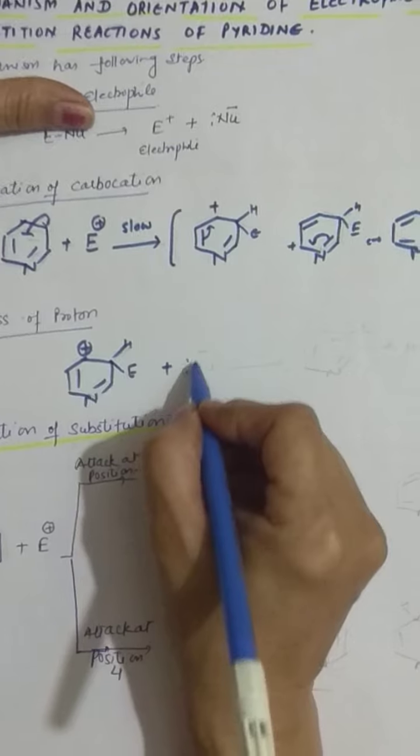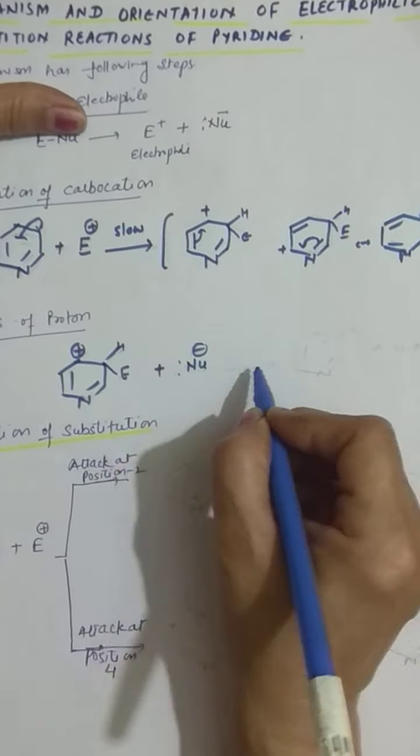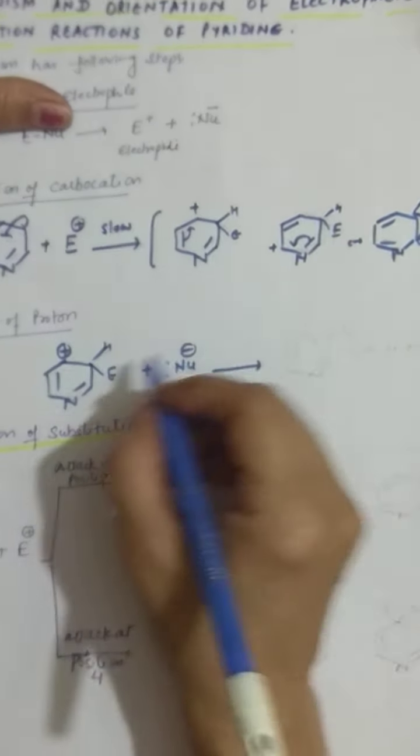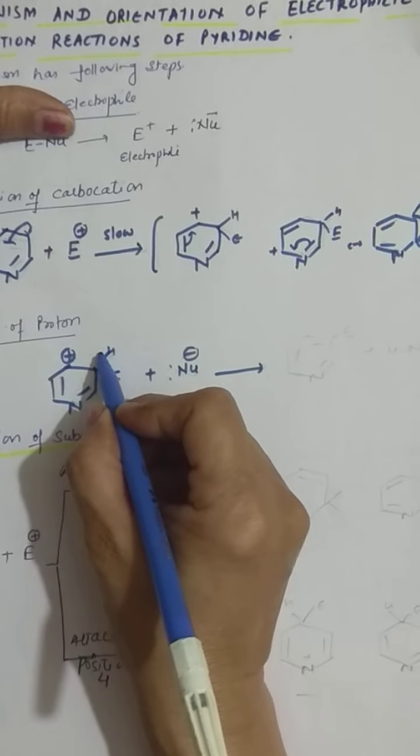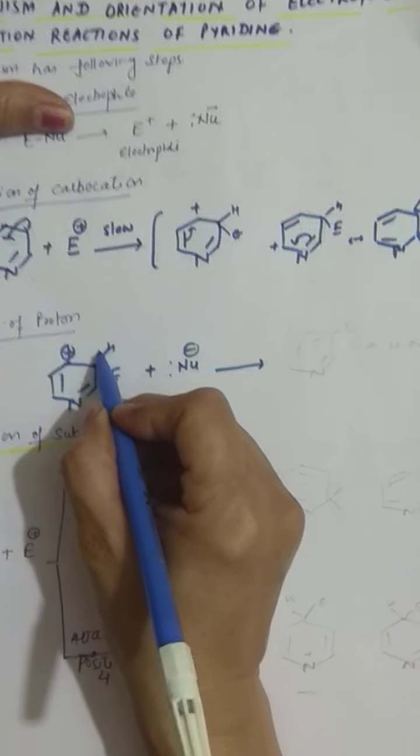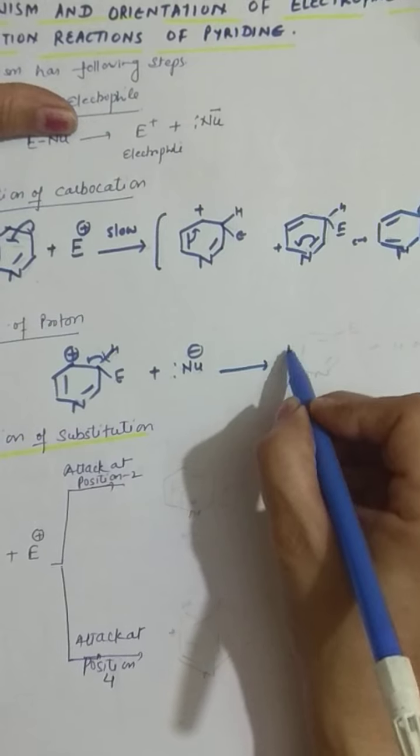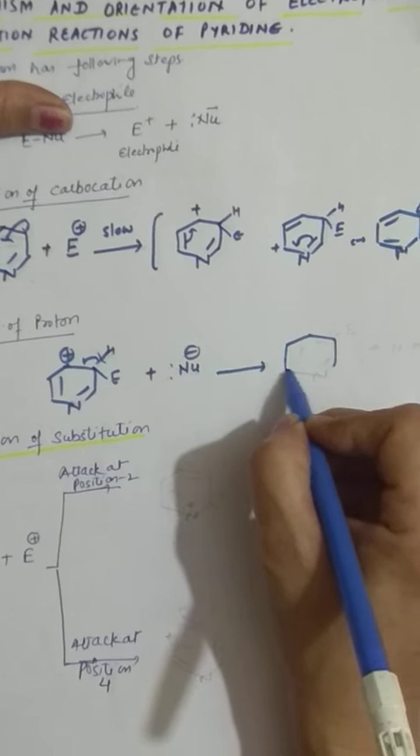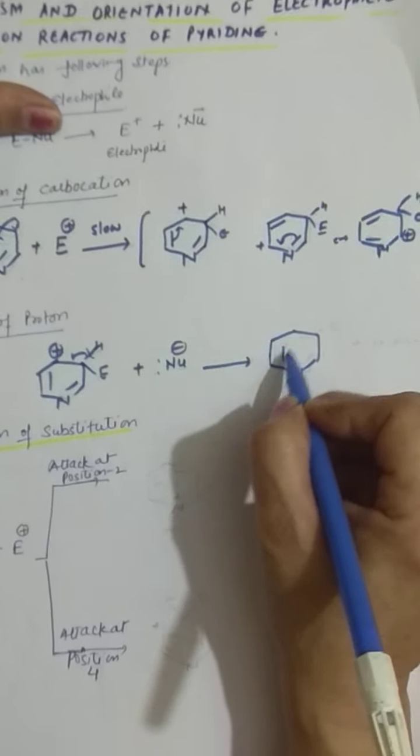Any nucleophile will remove a proton from this and take it away, and the electron density is given to this carbon. So we get this 3 substituted product.